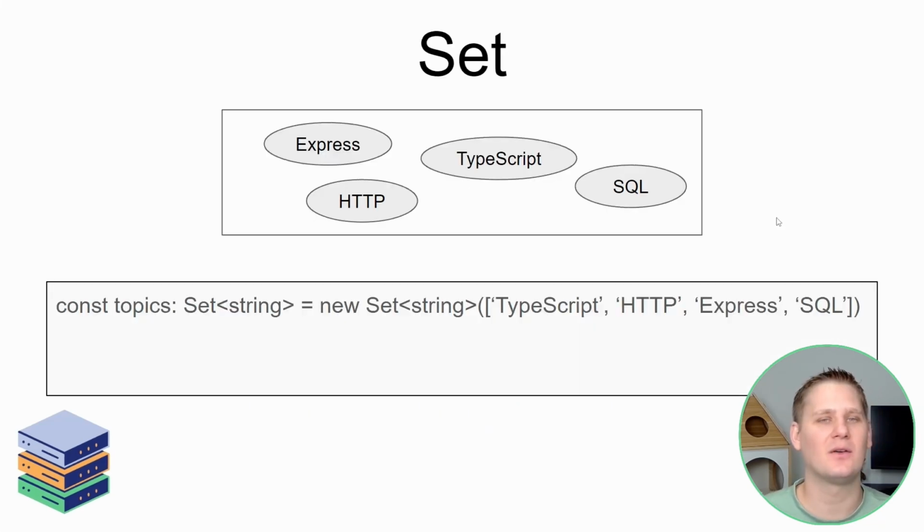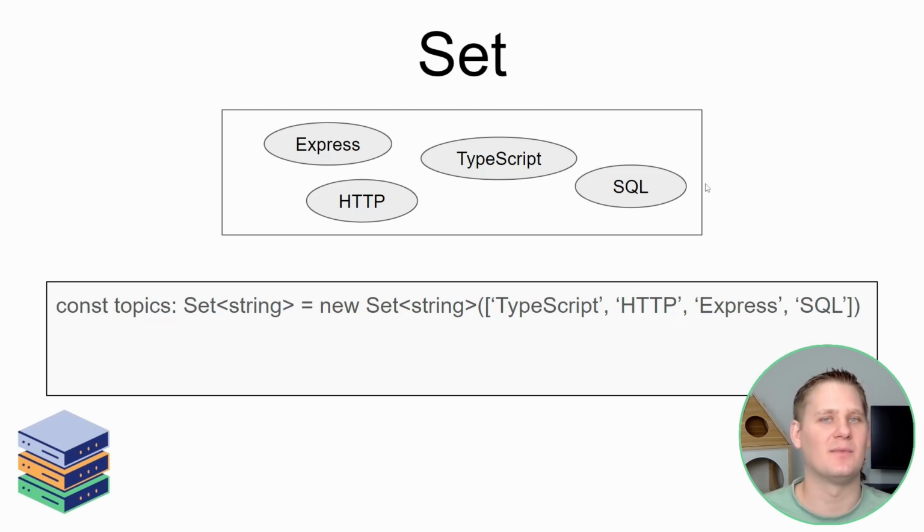A set is an unordered collection of data which does not allow for duplicate values. When specifying the type for a set, you would say the type is Set, and then inside of the angled brackets, you would say the type of data stored in the set. So in this case, we want a set of strings, so we say Set, angle bracket, string, closing angle bracket. And in this set, we're going to add the same values: TypeScript, HTTP, Express, and SQL. However, to visualize this set, there's not really any sort of guarantee of order. They just exist within the set.